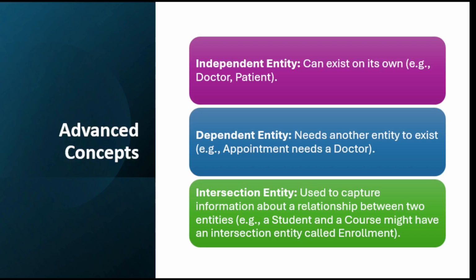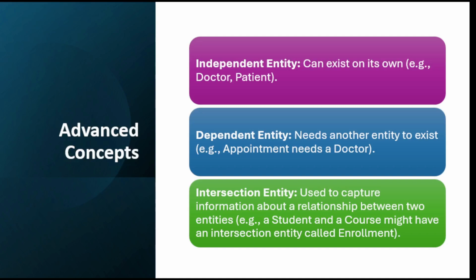Now, let's talk about some advanced concepts in databases. We need to categorize the entities into 3 categories. The first type of entity that we may face when designing our databases is called an independent entity. This is an entity that can exist on its own, like a doctor or a patient. It doesn't require something else to exist in our system. So the patient can be created immediately, and we don't need to create something else before creating it. So we call this entity an independent entity.